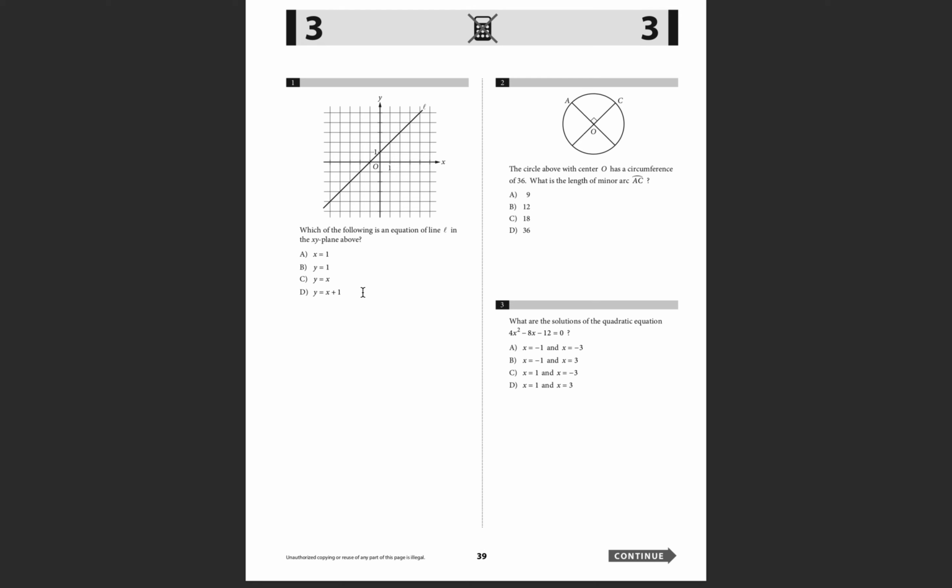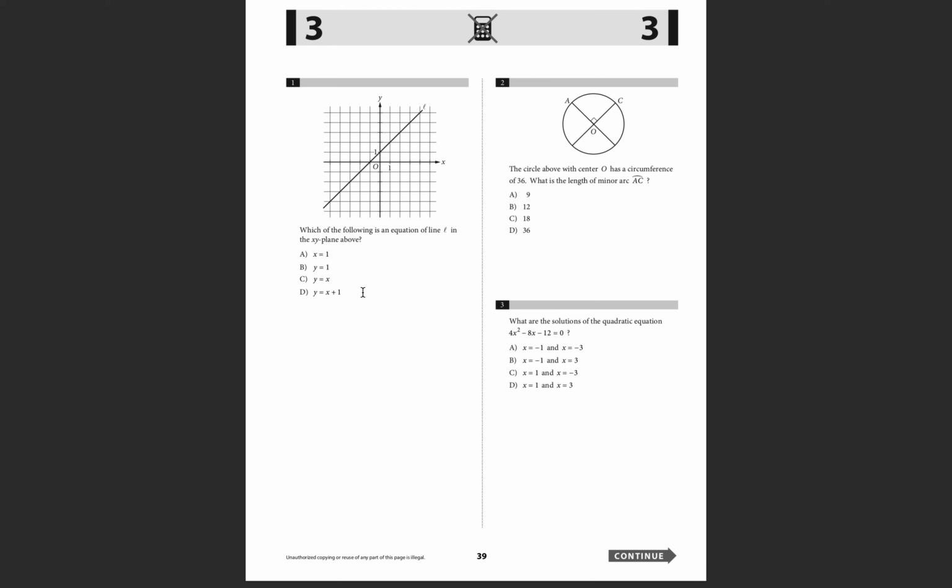So number 1, it asks for the equation representing the graph. Because this graph is diagonal, we know that the slope is 1, so that y increments the same as x. And because the y-intercept is also 1, it should be plus 1 after x. So the answer is D.